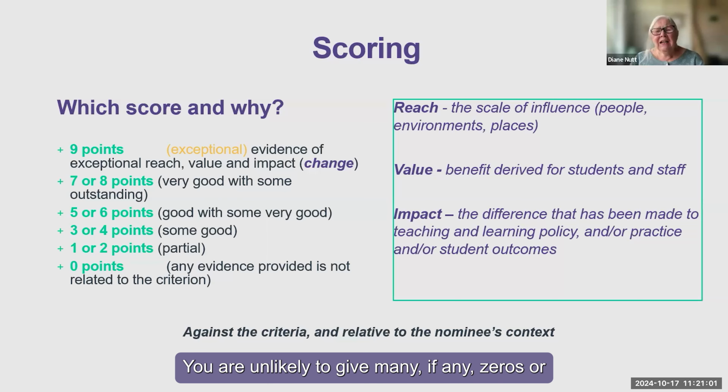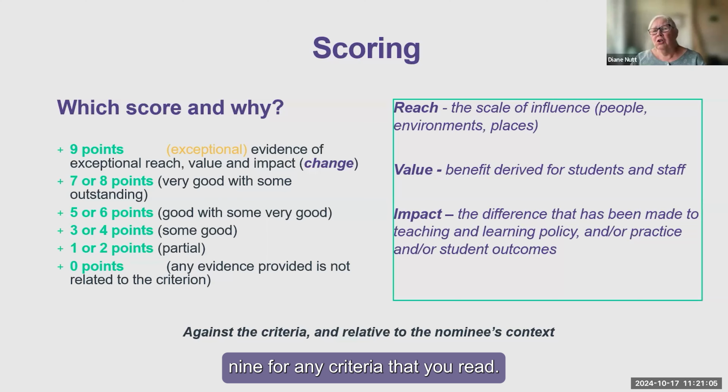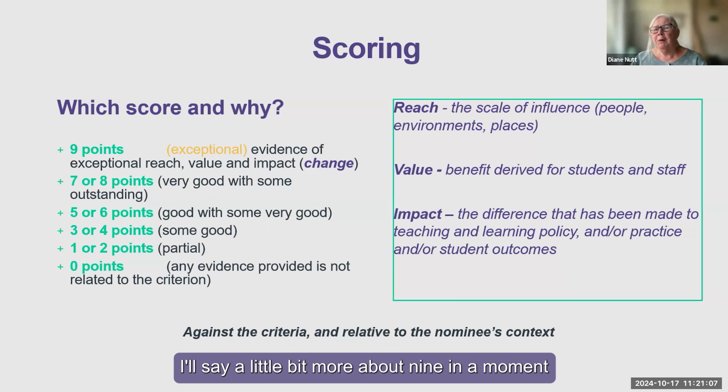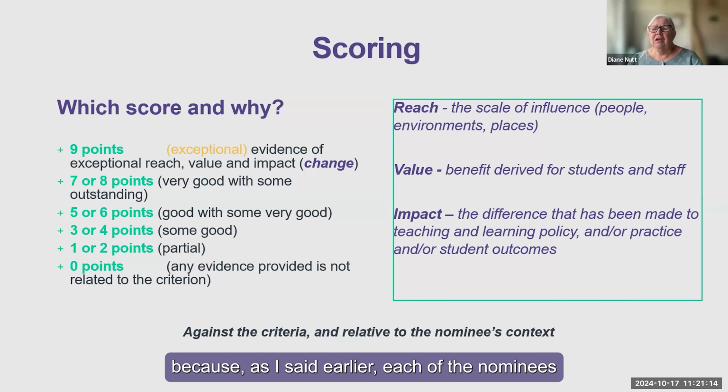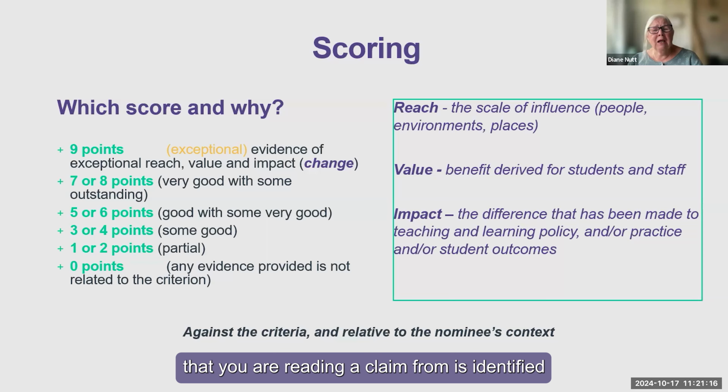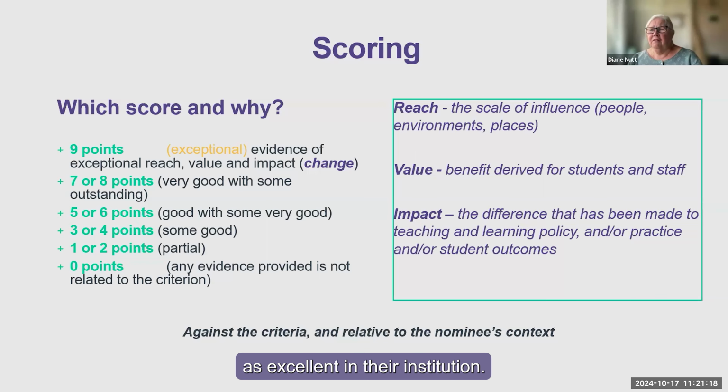You are unlikely to give many, if any, 0s or 9s for any criteria that you read. I'll say a little bit more about 9 in a moment or two, but it's unusual to ever give a 0 because, as I said earlier, each of the nominees that you are reading a claim from is identified as excellent in their institution.